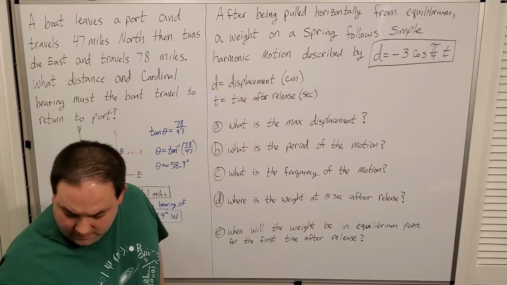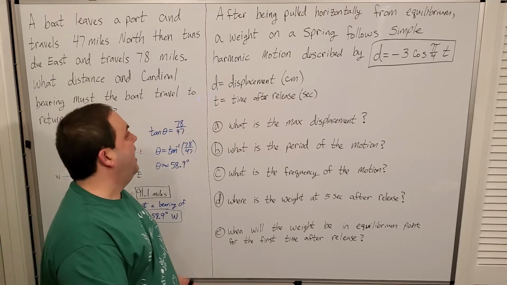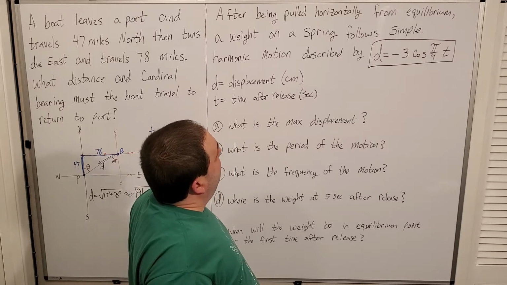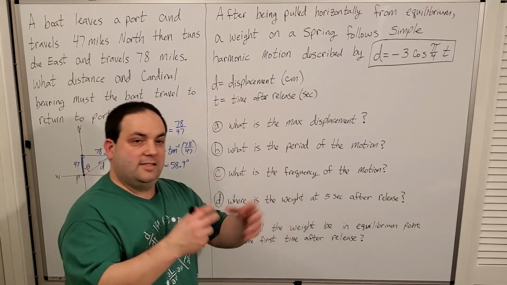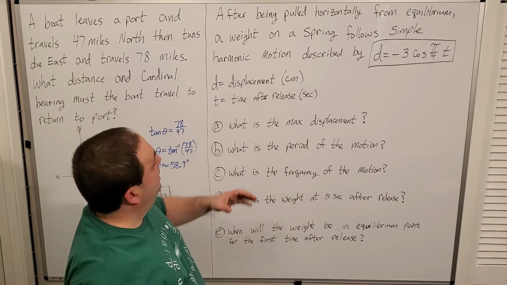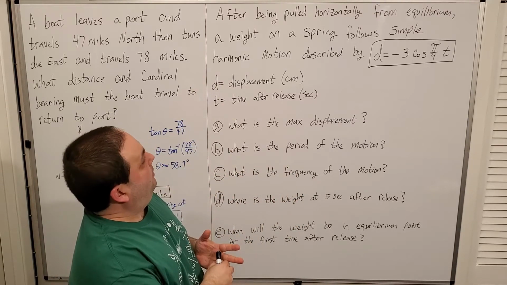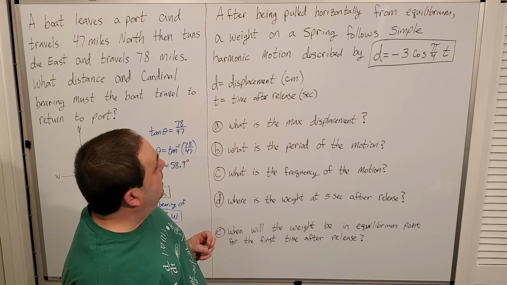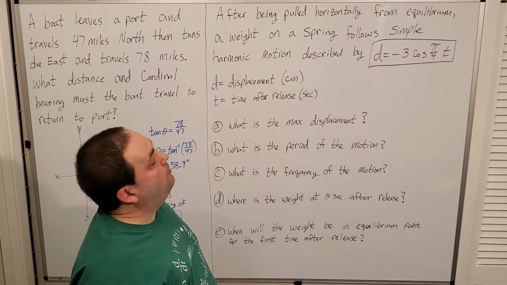Okay, next. I have a weight on a spring that is being oscillated. It's following some simple harmonic motion here. So, okay, here's what's happening. After being pulled horizontally from equilibrium, a weight on a spring follows this simple motion.